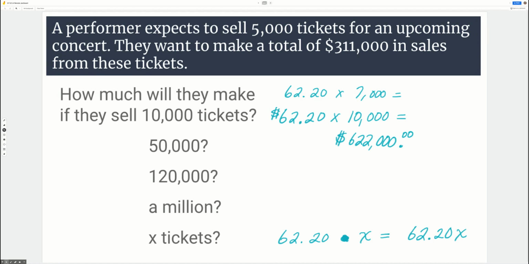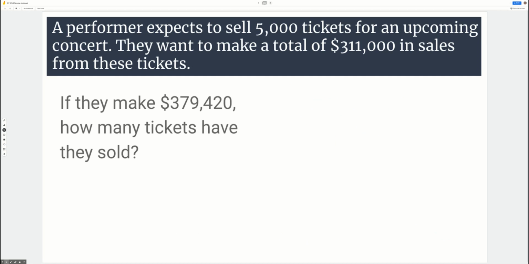And here we go for the next one. Continuing on with the same situation, now we're looking at if we have a certain amount of money that we want to make, how many tickets can we sell? Well, don't forget that we know each ticket we need to sell for $62.20. So I know that I've got to make $379,420. And I know that has got to be our $62.20 times some amount, but we don't know what that amount is.